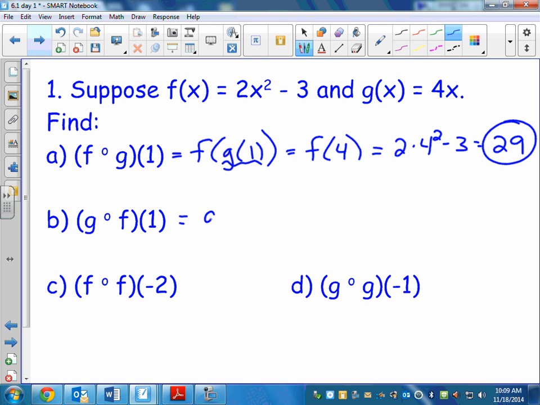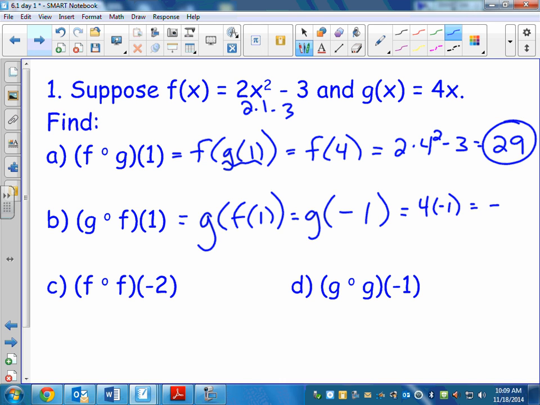Because now what if we do the same thing and I do g of f of 1? Right now, f is on the inside, and I have to do f of 1 first, leave the g alone, and then do the g function. And so, if I plug 1 in for f, I'm going to get 2 times 1 minus 3, or 2 minus 3 is negative 1. And then if I plug negative 1 into g, 4 times negative 1, I get negative 4. So it matters how it's written, because it's not the same. g of f is not the same as f of g. Memories of doing this? Yes.